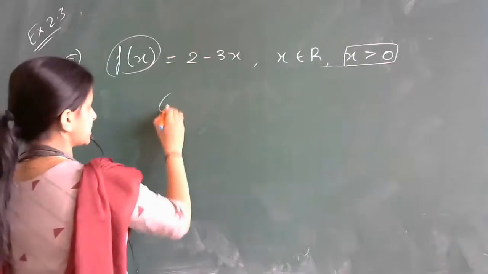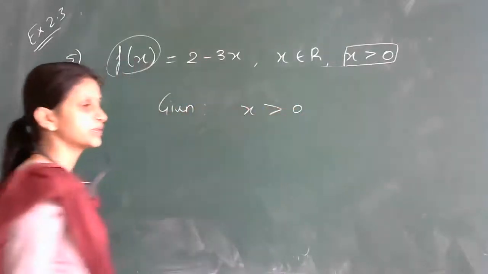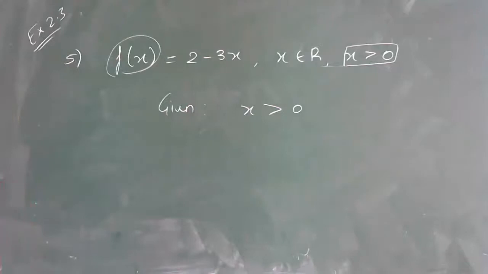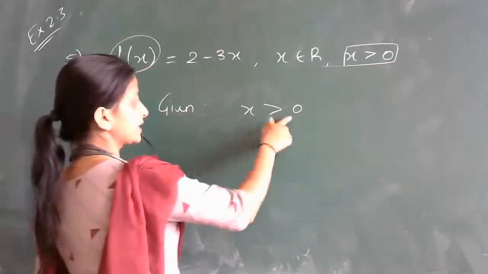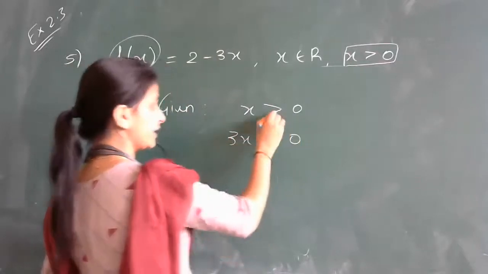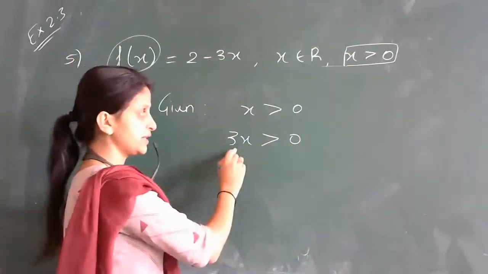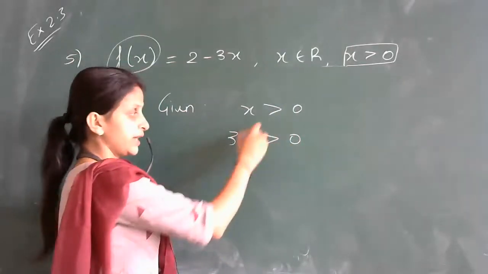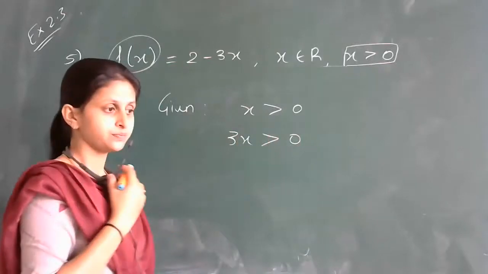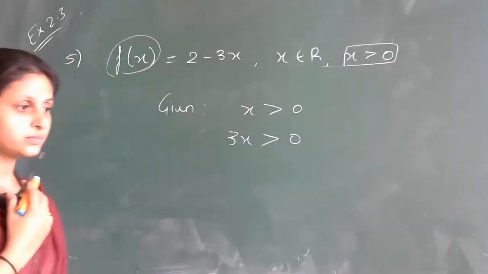First of all, let us consider the given thing. What is given? x is greater than 0. Now, if I multiply 3 on both sides, the inequality sign will not change. Here it will be 3x, and 3 into 0 is again 0.